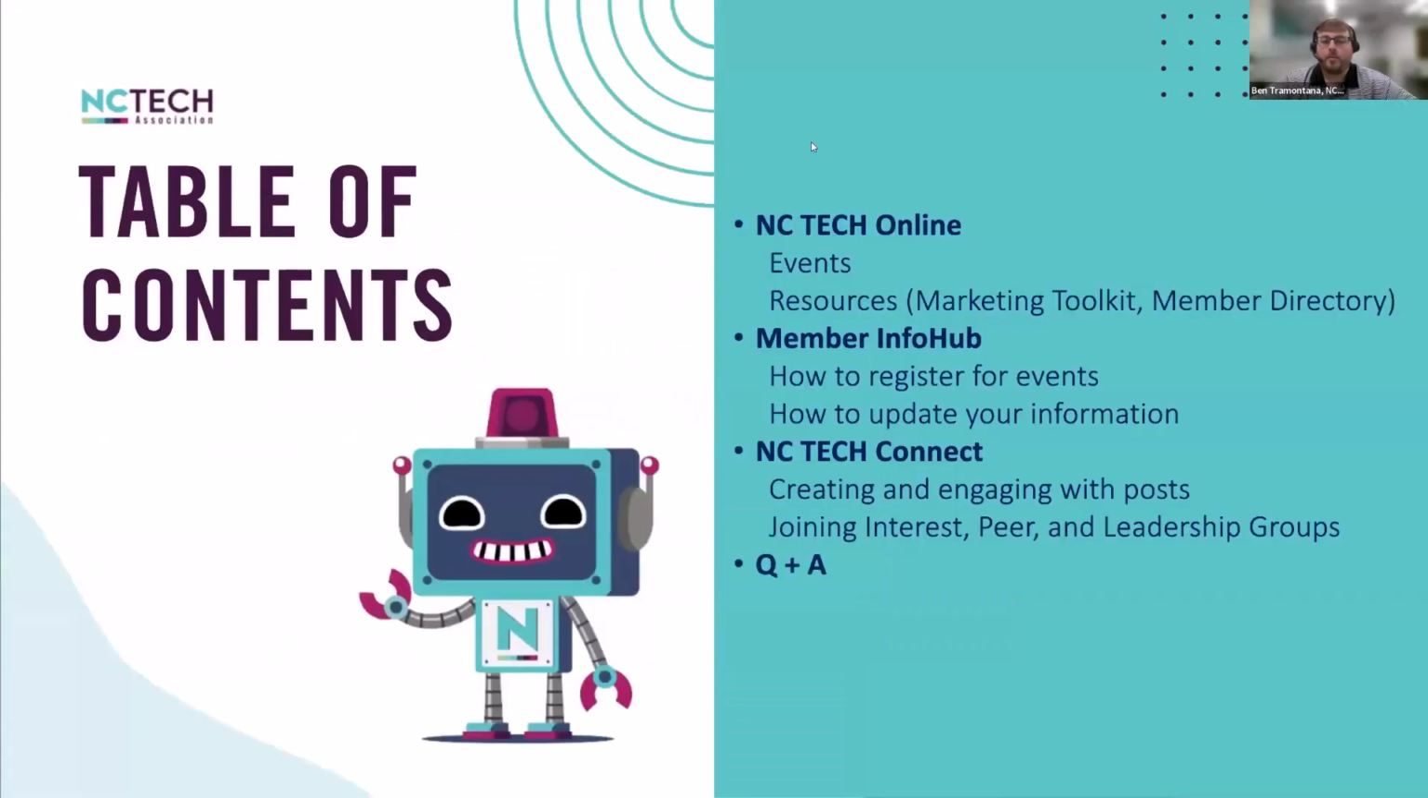All right. Today we're going to be going over NC Tech Online, where you can access events and different resources like the marketing toolkit and the member directory, the member info hub, which is a place where you can register for events and where you can update your own personal information. We'll also be going over NC Tech Connect, which is a LinkedIn-like forum that is exclusive to our members, where you can post, share, and connect with other members. And we'll have a small time for Q&A at the end.